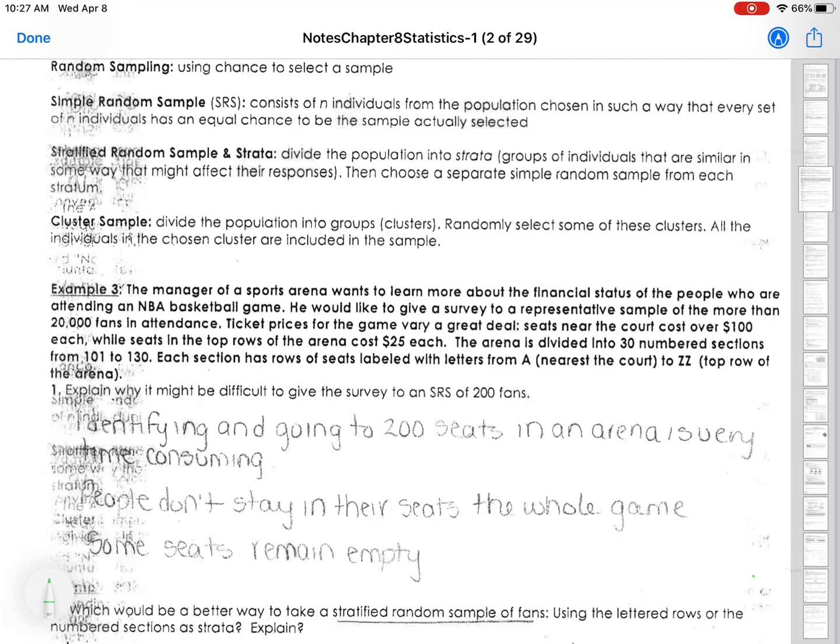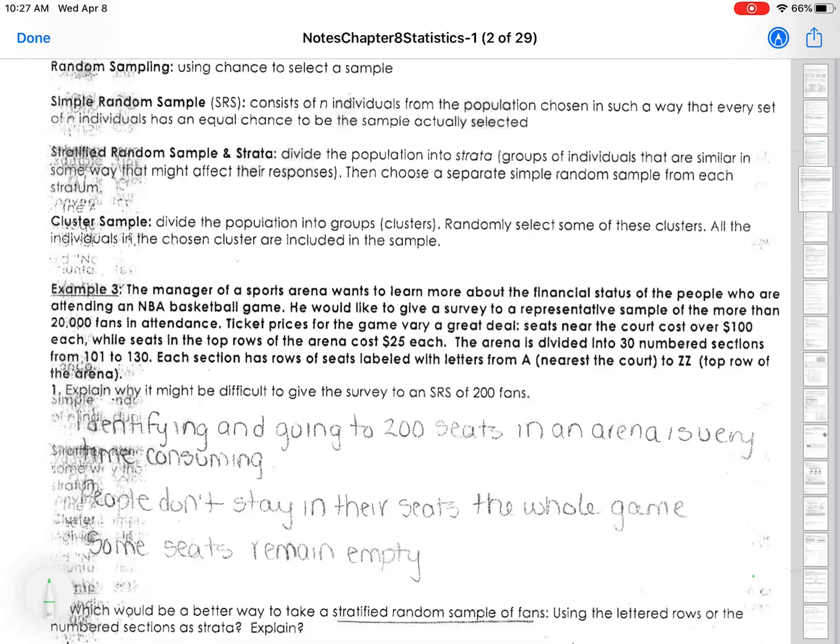All right, video number 2 for this lesson is going to focus on random sampling and types that could potentially fall under each of those. So a random sampling uses chance to select a sample. We're going to go over 3 things here. Simple random sample, which could be abbreviated SRS.